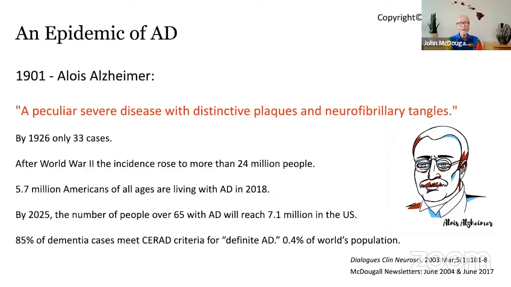And after World War II, the incidence of Alzheimer's disease increased to 26 million people. These days, it's estimated 5.7 million Americans of all ages have Alzheimer's disease. So there are 330 million Americans, and we're talking about 5.7 million of them having a pretty serious disease. All right, by 2025, which is right around the corner, the number of people with Alzheimer's disease over the age of 65 is going to be 7.1 million.